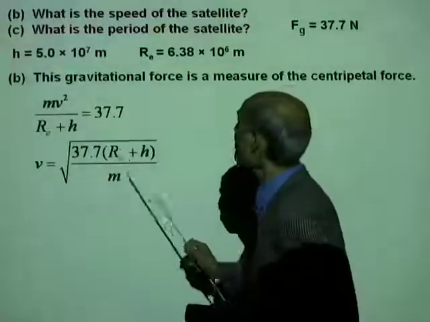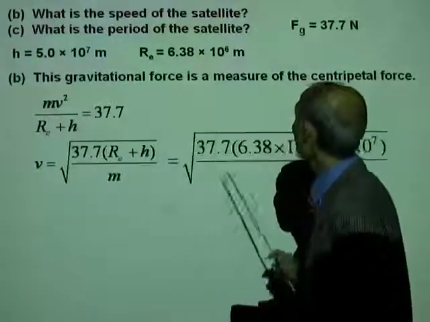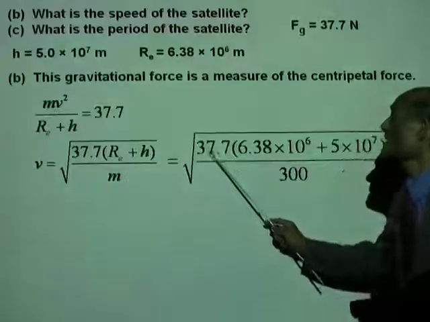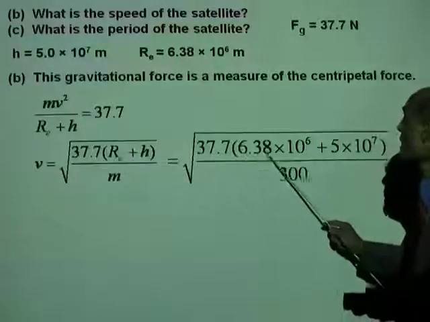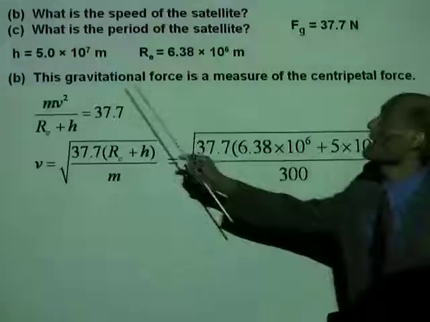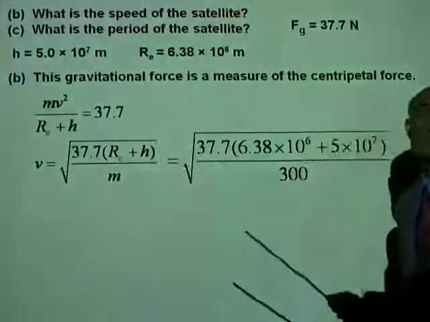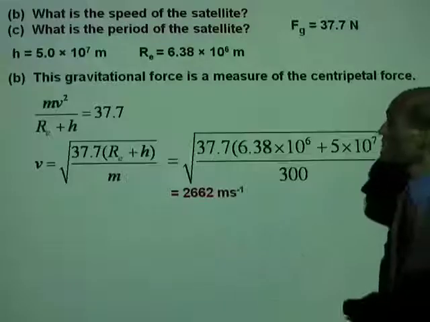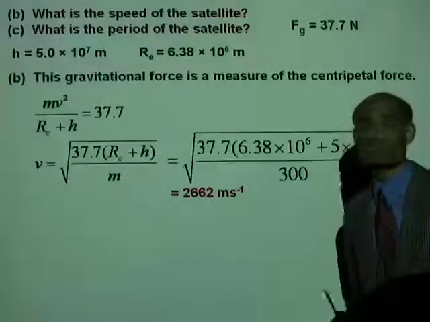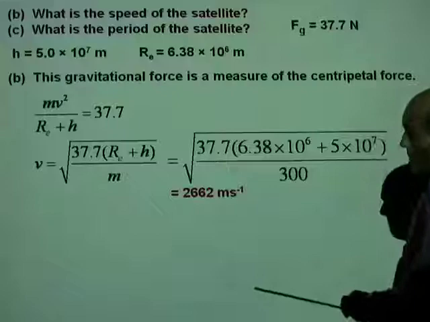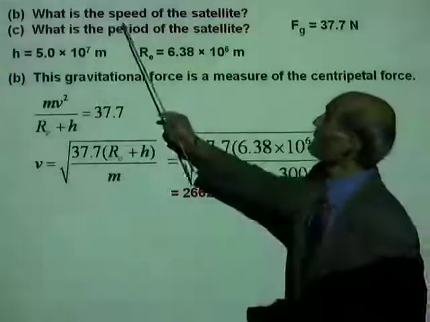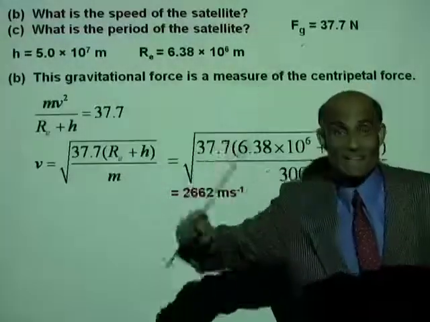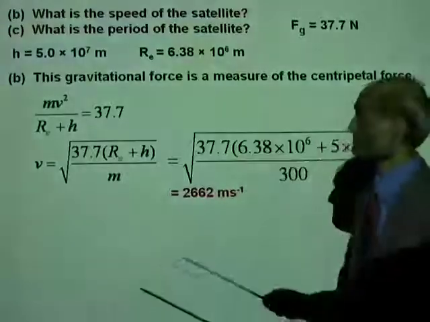And all these values we know. So place all those values there. 37.7 times R E plus h, h is 5 times 10 to the 7, divided by m. All right, and that gives me 2,662 meter per second, which is the speed of the satellite while in orbit.